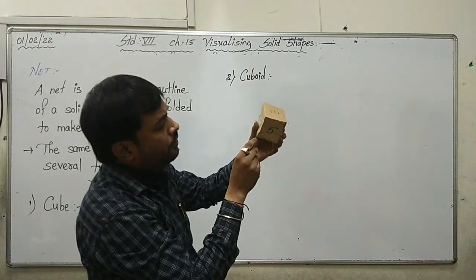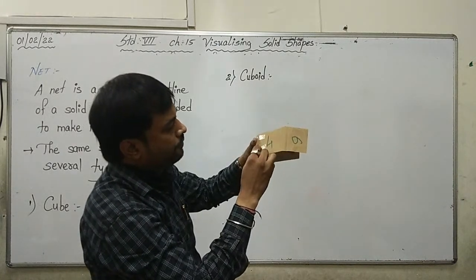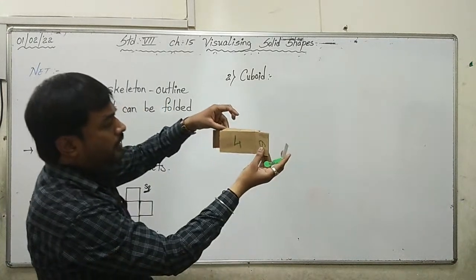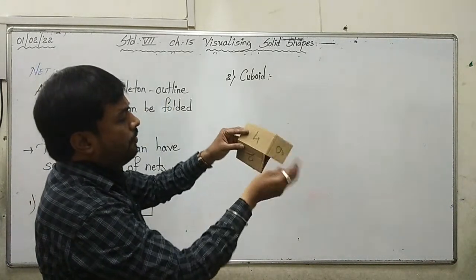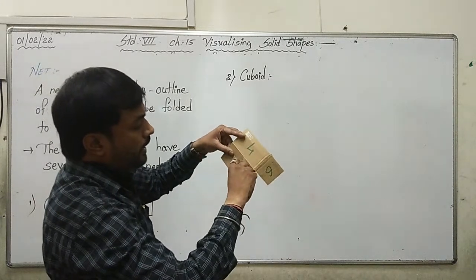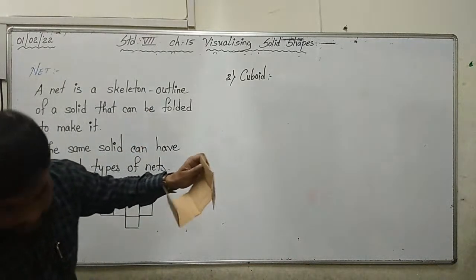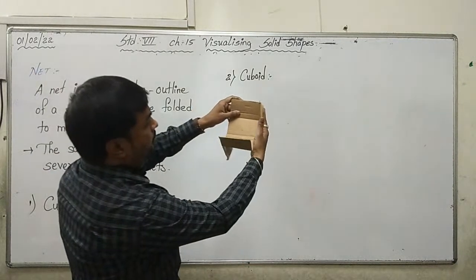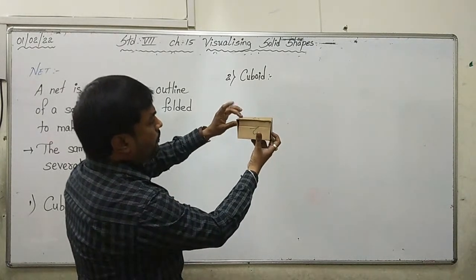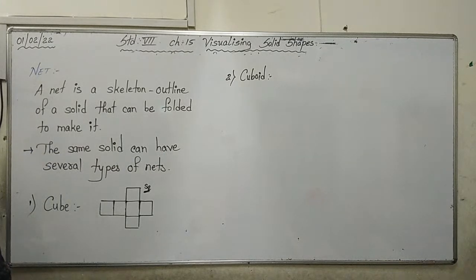Similarly, I'm going to cut from here also. So again you can see that one part is open. And then I'm going to cut from any one of the sides. Right? And you can see that from each side we can just fold them to form a cuboid.